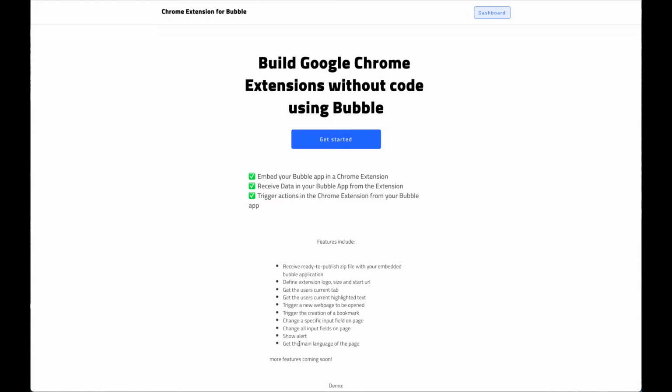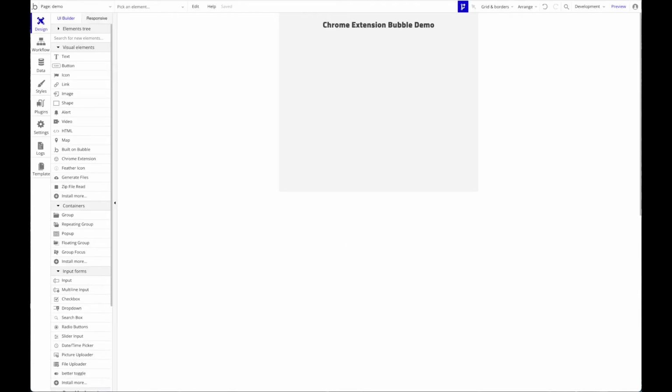What you want to first do is obviously have a Bubble application. And the Bubble application is as usual. And then what you want to do is create a new page, okay? You want to create a single page just for the Chrome extension, where you're going to build the Chrome extension, okay? That's the best way to do it.